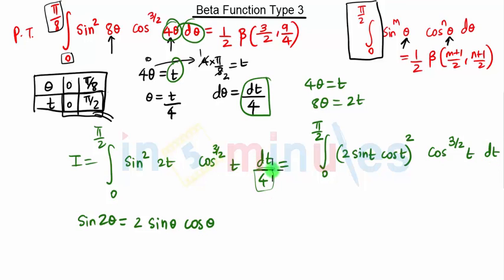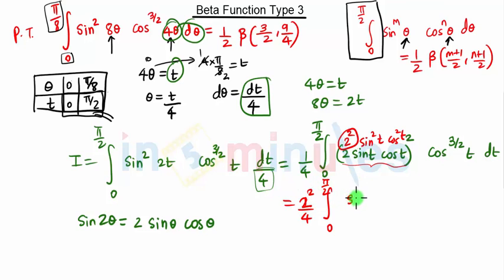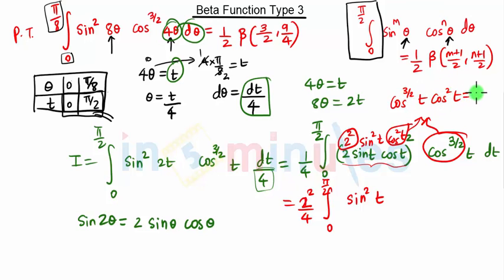1 upon 4 is constant, so it can be taken out of the integration sign. So we get 1 upon 4 integration of 0 to pi by 2. Here it is this whole term, the whole square. So this will be 2 square sine square t into cos square t. So this 2 square will be taken outside. So we get 2 square sine square t. This cos square t and cos raised to 3 by 2 will get combined. So we get cos 3 by 2 t cos square t, it will be cos of 3 by 2 plus 2, which is 7 by 2 into cos of 7 by 2 t dt.